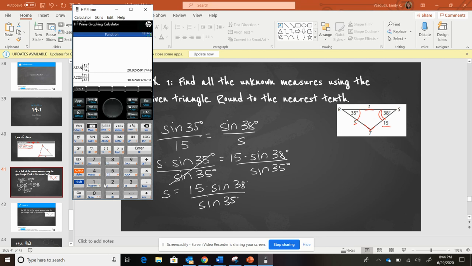And I just like to plug in everything little by little. So for me, I like to do sine of 38 degrees first, and I'm going to hit enter. And then I'm going to multiply that by 15. So this is my solution so far for just the numerator, 9.234, and so on. Then I'm going to divide that by the sine of 35 degrees.